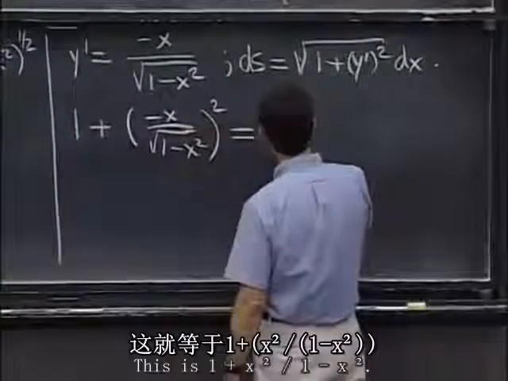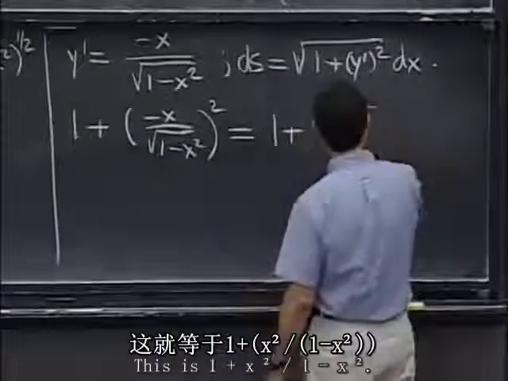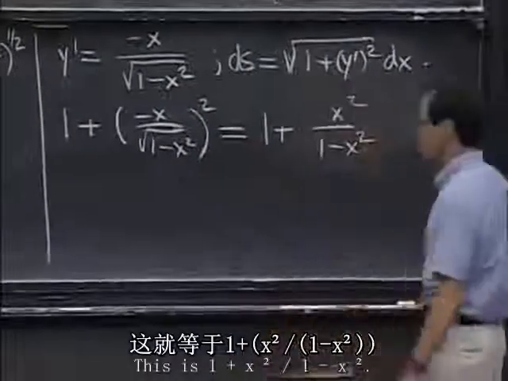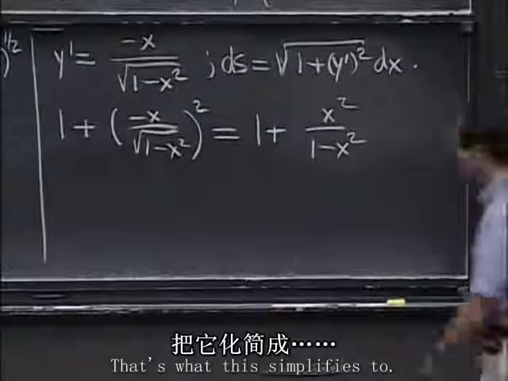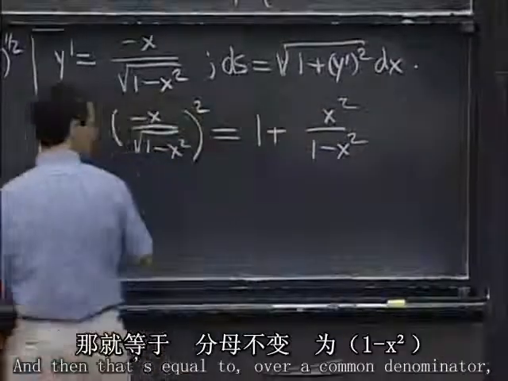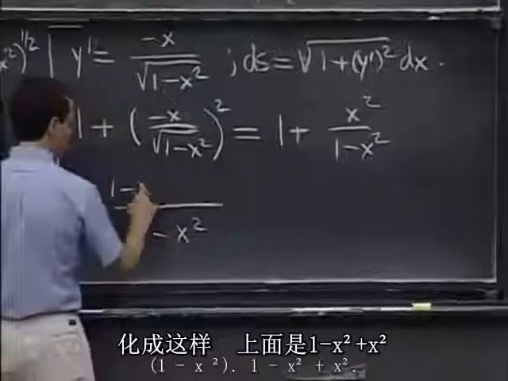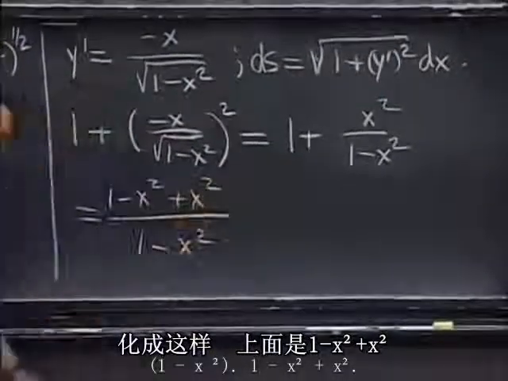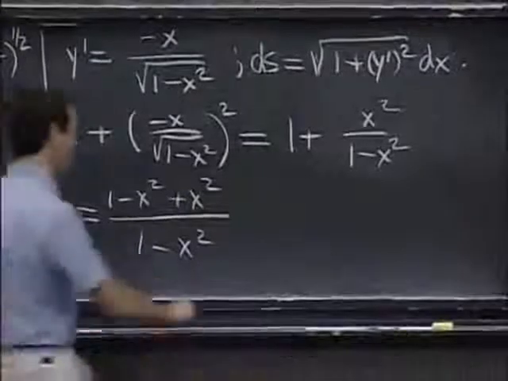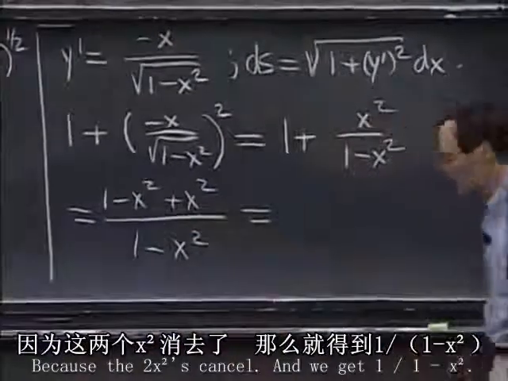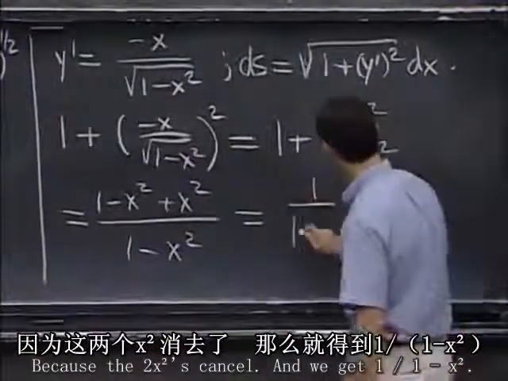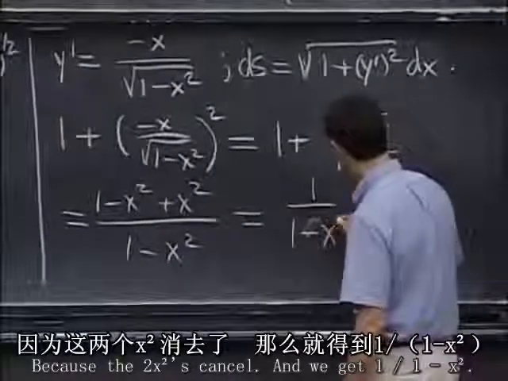This is 1 plus x squared over 1 minus x squared. That's what this simplifies to. And then that's equal to, over a common denominator, 1 minus x squared plus x squared, over 1 minus x squared. And there is a little bit of simplification now, because the two x squareds cancel, and we get 1 over 1 minus x squared.